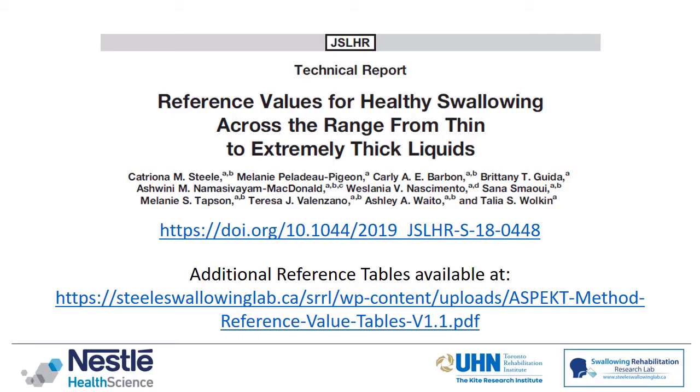The publication provides reference values for thin, slightly thick, mildly thick, moderately thick, and extremely thick liquids that were all prepared with Nestlé's Thicken Up Clear xanthan gum thickener. We also tested liquids prepared with Nestlé's Thicken Up starch-based thickener, but those are not yet published.